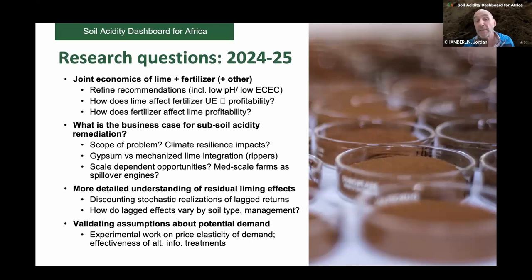Another area of work is looking at subsoil acidity. Most of the work in this space has been focused on topsoil acidity, so we're looking at that other component. A third area of work is trying to develop some new primary evidence around residual liming effects, these lagged effects in time and how they vary by soil type and management and other factors. And then finally, a fourth set of very interesting questions has to do with validating our assumptions about potential demand by resource-constrained farmers. For example, we've got some experimental work on the price elasticity of demand that can inform pricing policy around lime in different areas where markets haven't yet been developed.